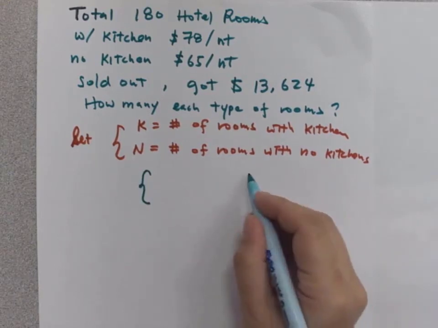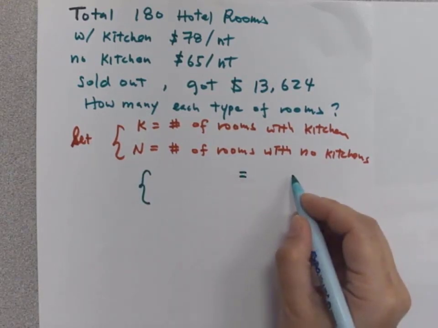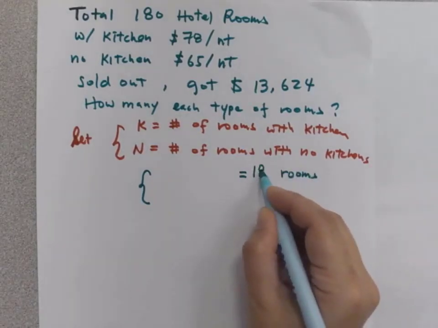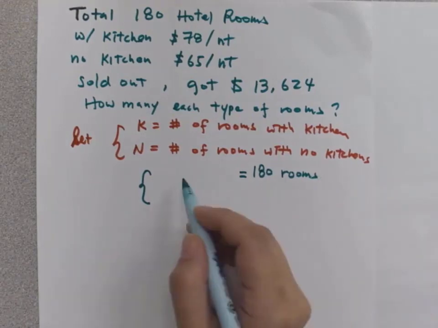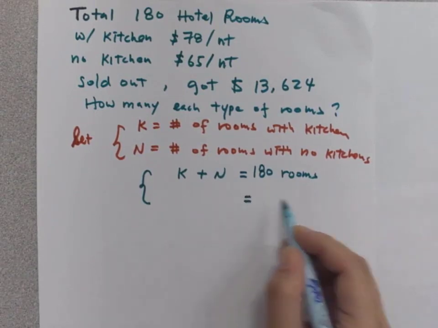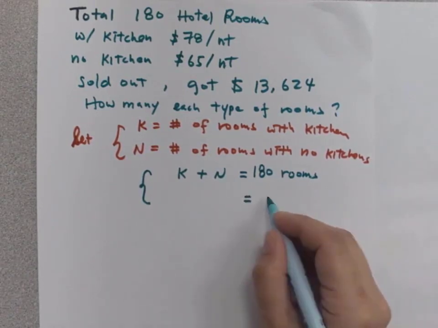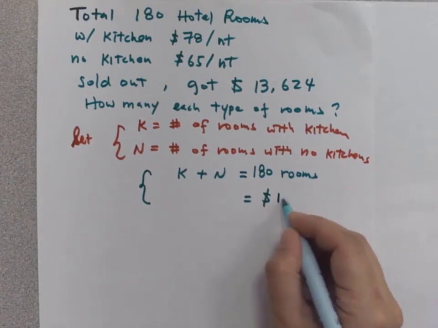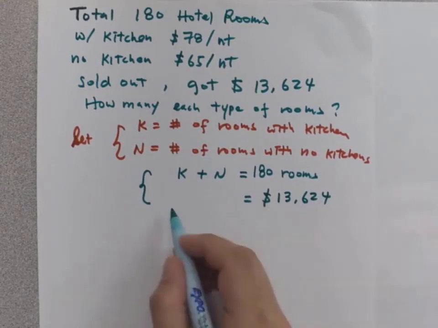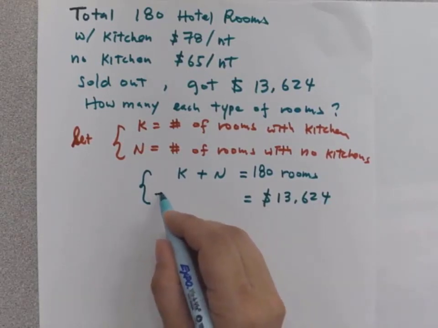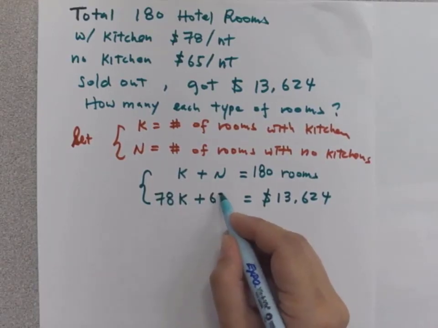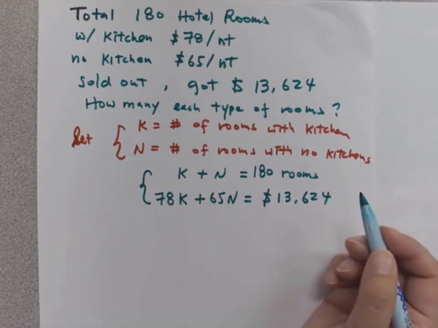Because we are looking for two things, we're going to need two equations to find them, right? So one equation can be about what? K plus N equals 180. How many hotel rooms you have, right? So total is 180. To get to 180, you combine the two types of room, K plus N. Is it okay? All right. And the other equation can be about how much money you made, how much revenue you brought in, 13,624, right? And how do I get there? $78 times how many kitchen rooms plus $65 times how many no kitchen rooms, right?